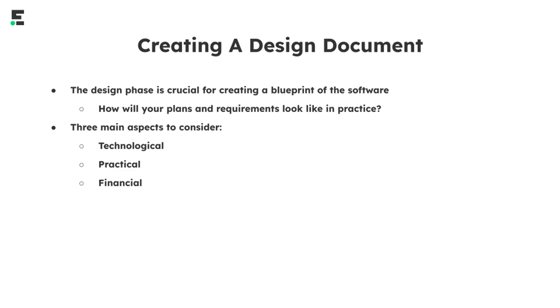Typically, this is done through something like a software design document where you talk about everything and essentially lay out and draw a blueprint for this application, for this project you're working on. And there are three major things to think about: the technological, the practical, and the financial.